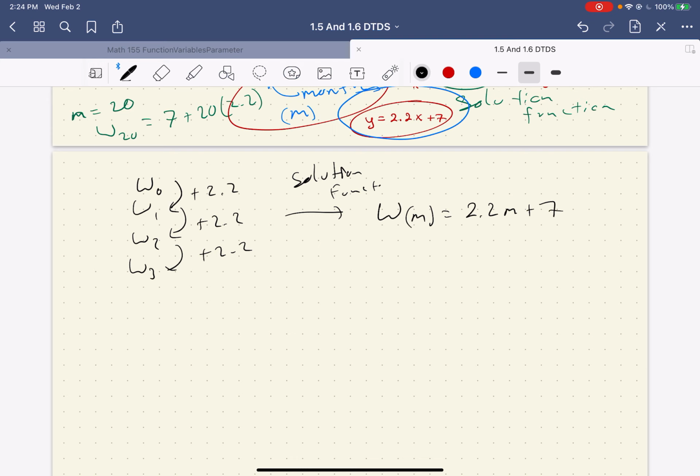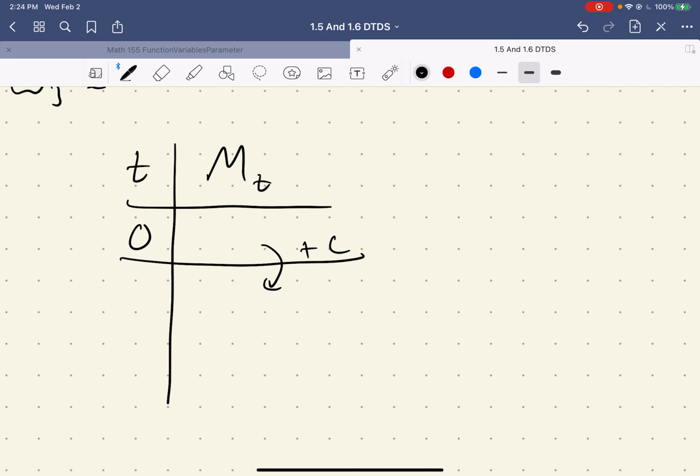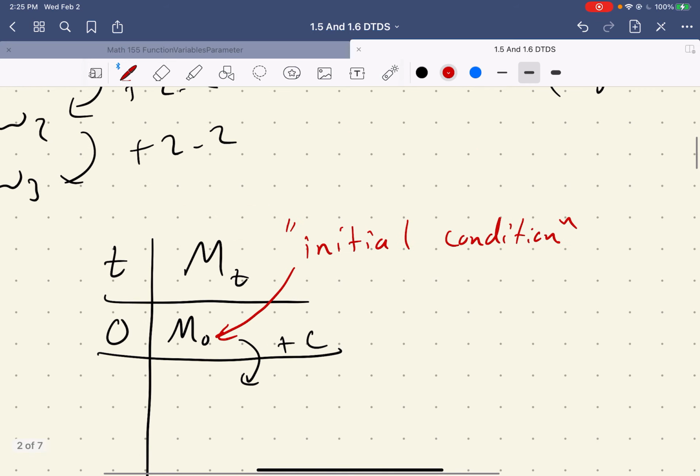And in fact, anytime you have data that behaves in this way, so we have t, and then whatever we're measuring, I'll just call it m sub t, and here you get some number, and then maybe I add some constant to get the next one. We have a name for this starting number: my starting value, my initial condition, which is a word I did not say last time. It just means your first measurement, or your starting point.